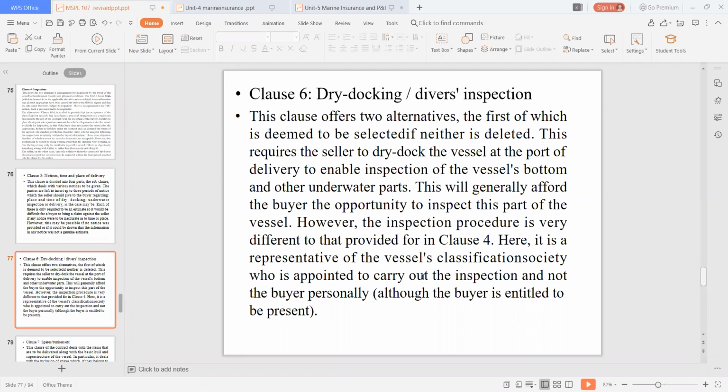Here, it's a representative of the vessel's classification society who is appointed to carry out the inspection and not the buyer personally, although the buyer is entitled to be present. So, dry docking and diver inspection, they will inspect the vessel completely. The vessel's classification society also appoints the people and everything. They'll do the dry docking and divers inspection of the vessel's bottom and other underwater parts.